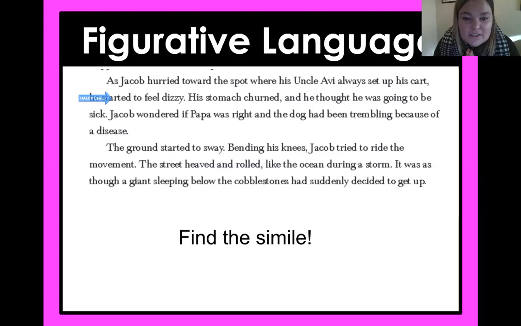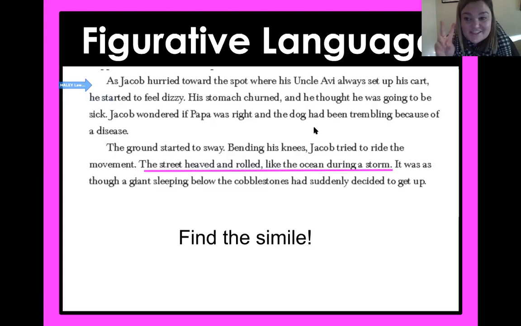As Jacob hurried toward the spot where his uncle Avi set up his cart, he started to feel dizzy. His stomach churned and he thought he was going to be sick. Jacob wondered if Papa was right and the dog had been trembling because of a disease. The ground started to sway. Bending his knees, Jacob tried to ride the movement. The street heaved and rolled like the ocean during a storm. It was as though a giant sleeping below the cobblestones had suddenly decided to get up.